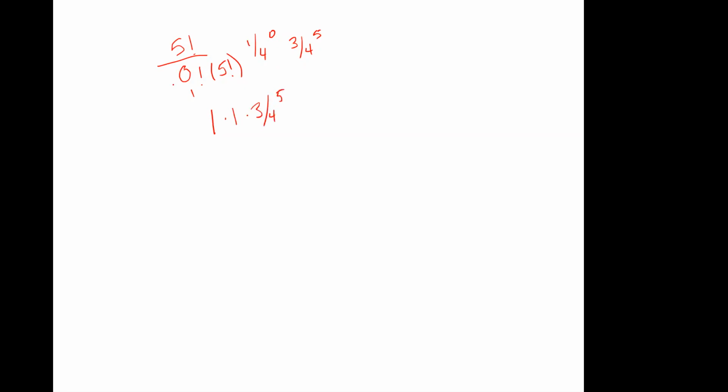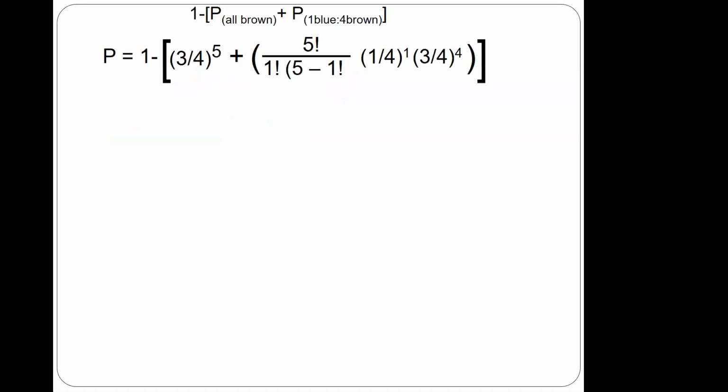So anytime X is 0, anytime the number of events you're concerned with is 0, it's just going to be Q to the number of things, right? Q to the number of events, Q to the n. So if we look at that equation, the probability for 0 blue eyes is 3/4 to the 5th. That's a simple calculator punch.